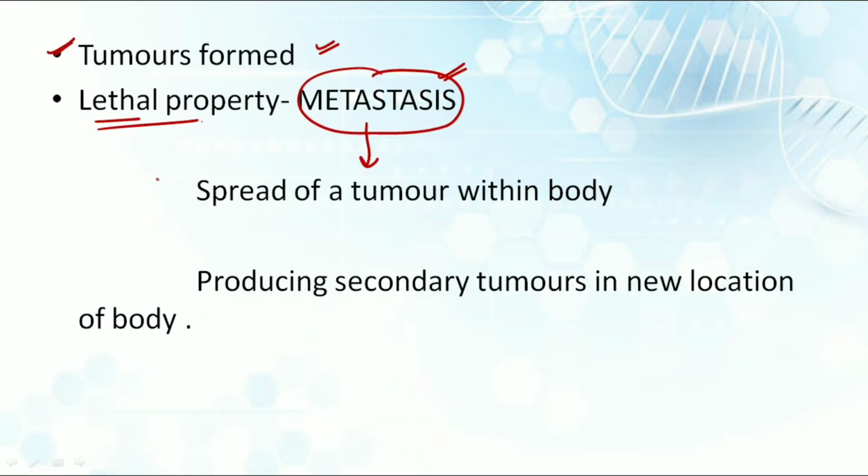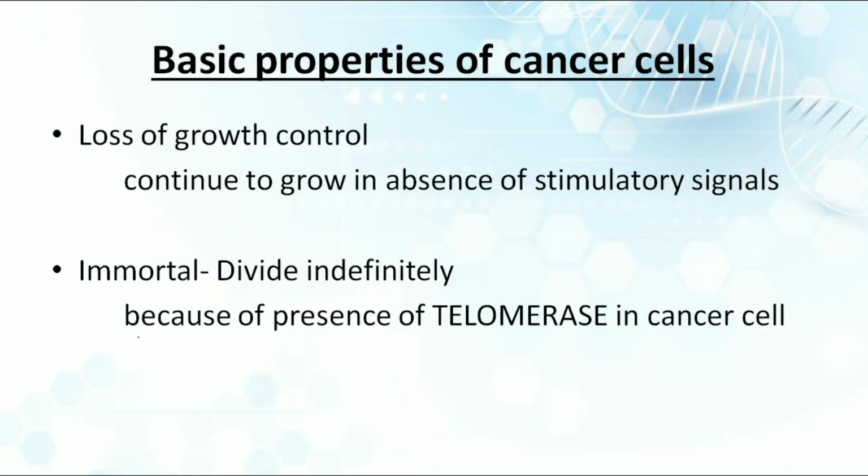What happens in this condition is that there is a spread of the tumor within the body, and the production of secondary tumors in a new location of the body. So this was about metastasis. Now let's understand the basic properties of cancer.